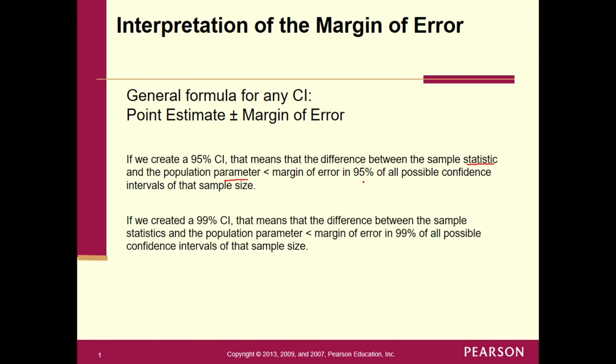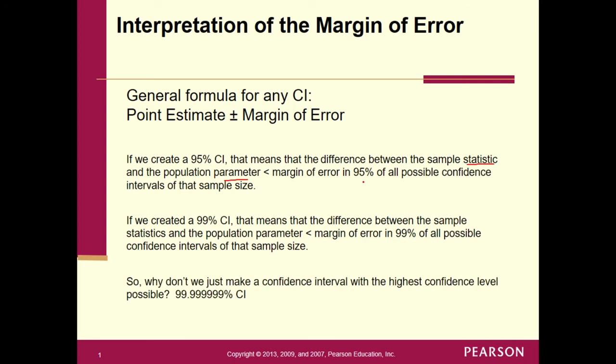Well, you might be saying, why don't we just go ahead and create a 99% confidence interval? I mean, we're more confident about stuff. Isn't that good? Well, it depends. So here we changed it to 99%, and that means 99% of all possible confidence intervals are going to do the job, right? 1% will not. And you're saying, well, we want that. Well, where are we going to stop this? Why don't we just make a confidence interval as high as we possibly can? So why don't we just make a 99.99999% confidence interval instead?